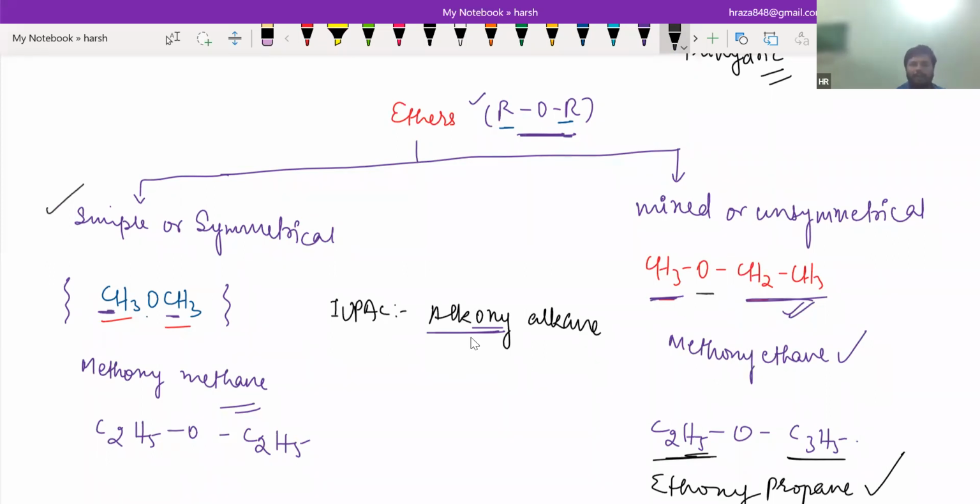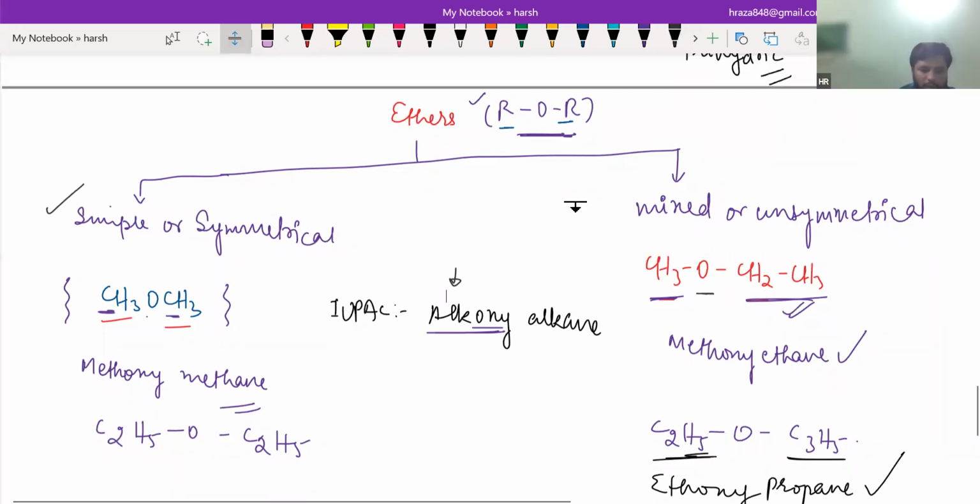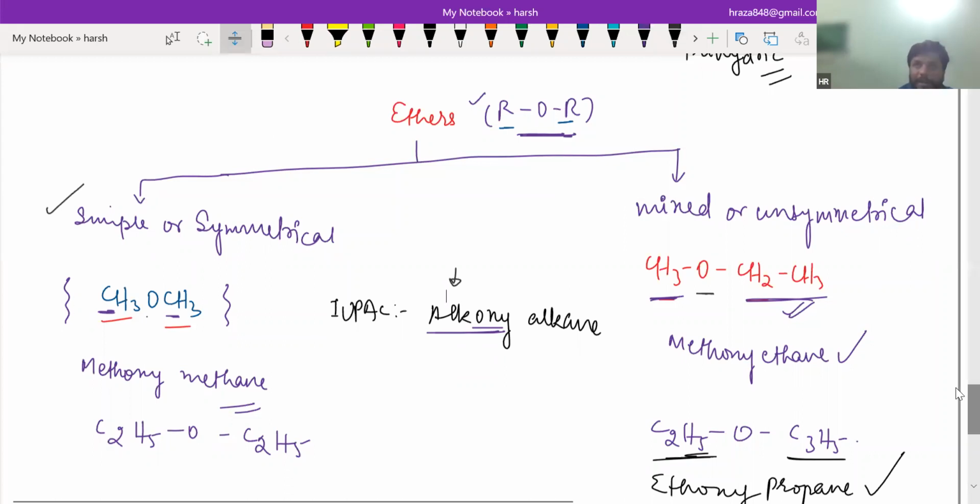So how are we going to name it? Alkoxyalkane. That means the one which is not the parent chain, the one with the lesser number of carbon, basically the alkyl substituent, we will use as alkoxy, and the one with the parent chain we are going to use as alkane. So this is how we are going to name it. I'm going to give some nomenclature and you should practice it.